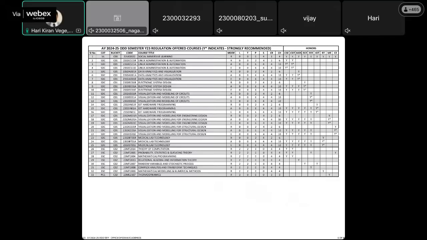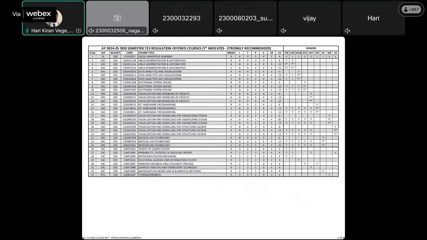And Y star is given for what all courses? For advanced mode and experiential learning mode, Y star is given. Mentioning that it is strongly recommended for an honors student to take this course, electronic system design, either in advanced mode or in experiential learning mode. Right? Is that clear?